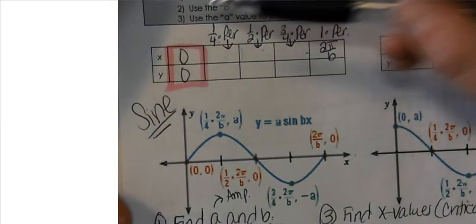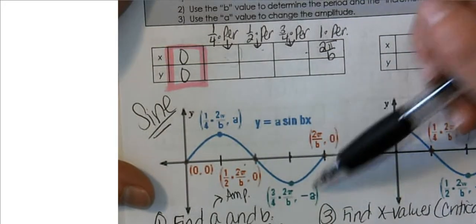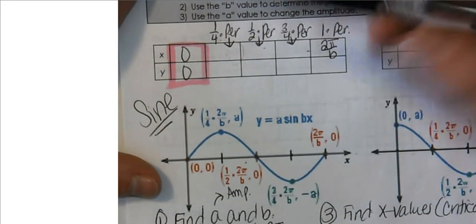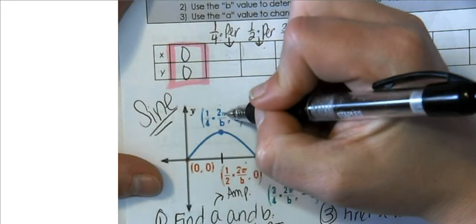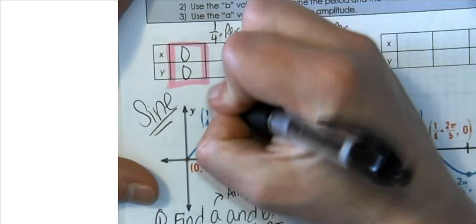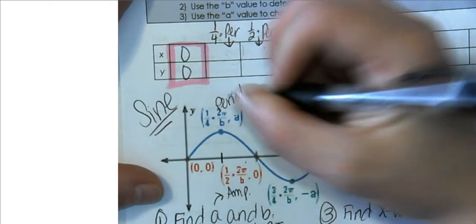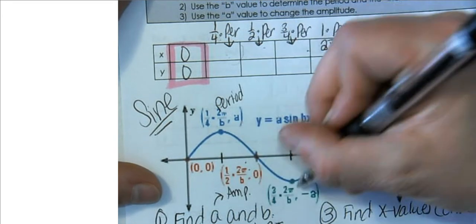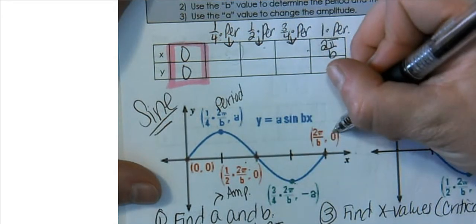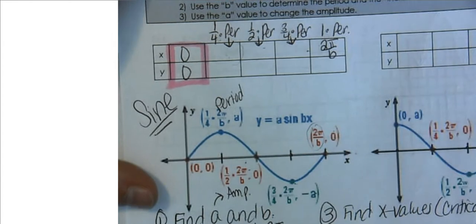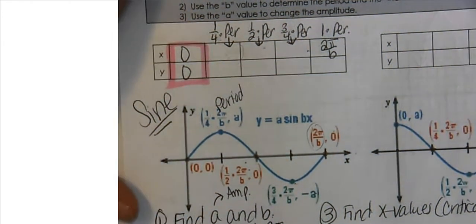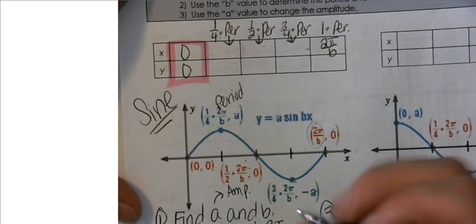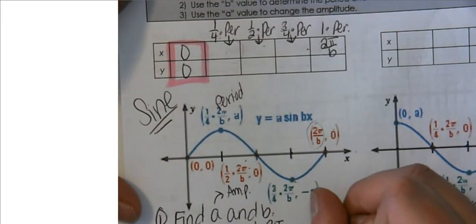And if you look at these ordered pairs that I have on the pictures, notice that up here is 1/4 times 2 pi over b, and 2 pi over b is just your period. 1/4 times the period, 1/2 times the period, 3/4 times the period, and back up here we have 1 times the period, which is the period itself. The y values are going to follow, so that's going to be step number 4, is to find your y values.